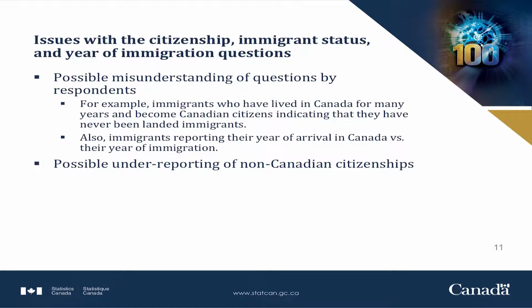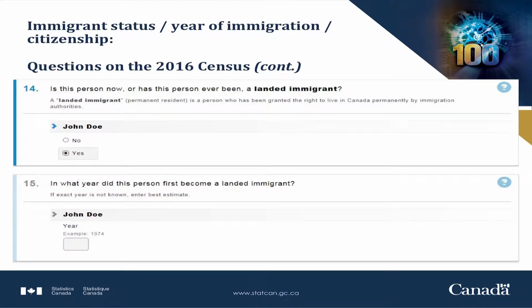first off, there's a possible misunderstanding of questions by respondents. So for example, a lot of immigrants, and I think my mother would be a person in this category, who've lived in Canada for many years and they've become Canadian citizens ages ago. A lot of those people, they don't read the question, they read the answer category. So backing up here, they're not reading that little phrase, or has this person ever been? They're just going, oh, I'm not an immigrant. I took out my citizenship. And so they say no. And so then they don't subsequently get the year of immigration question. Those are people that we end up cleaning up when we're processing the data.